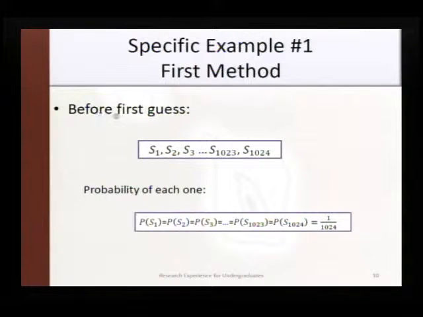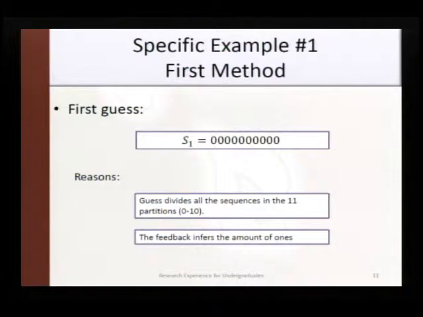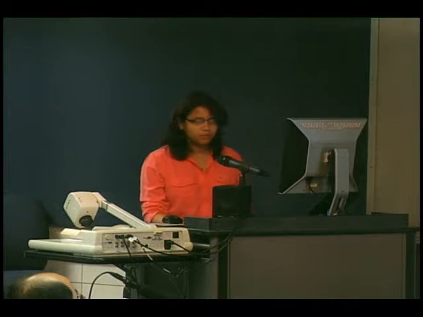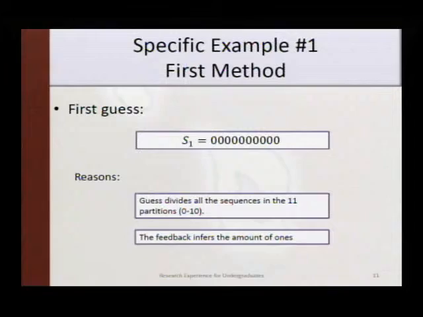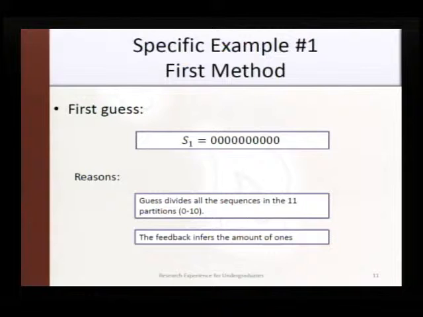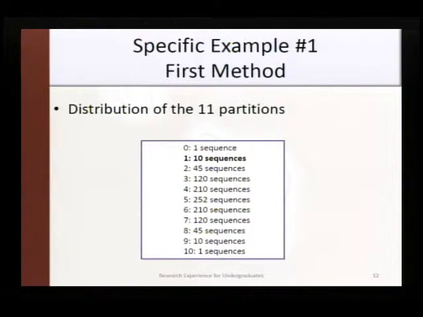How does this work? At first, before I make any guess, I'll have 1024 sequences that are all equally possible with a probability of 1 over 1024. I choose this first guess because it will divide all my sequences into 11 partitions, because my feedback can be 11 different numbers from 0 to 10. And from this feedback I learn how many ones I have in my answer.